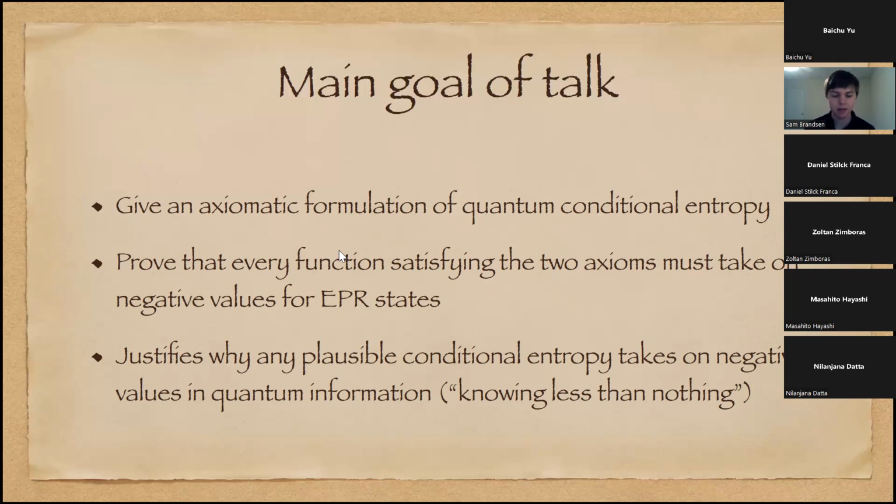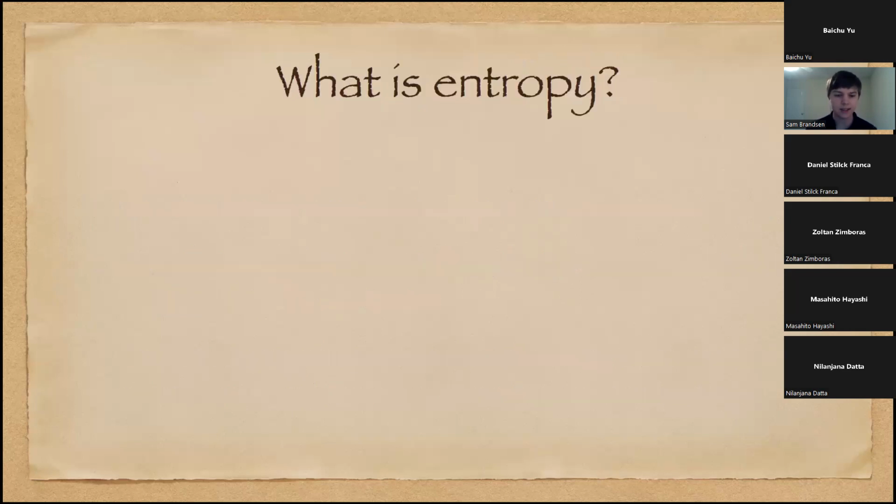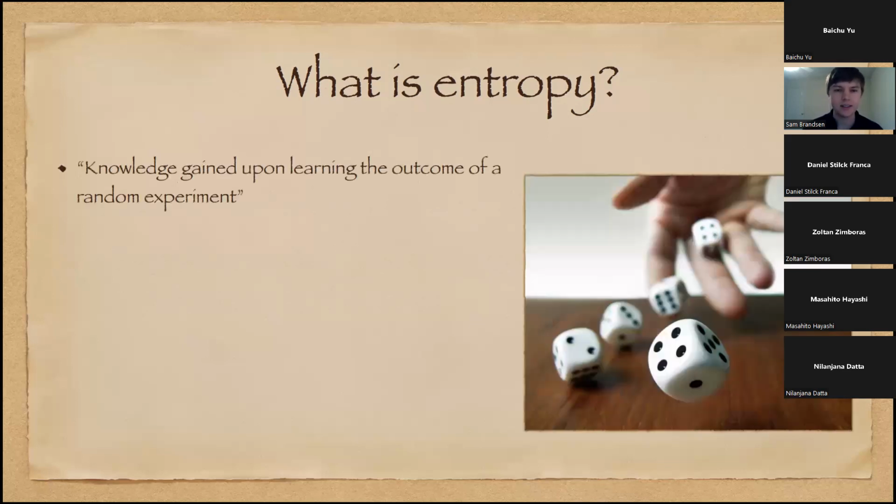To begin with, we'll start with what entropy is in the classical case, and then we'll move to classical conditional entropy, and then finally into the quantum case, and we'll end with our result of knowing less than nothing. Entropy in general is going to be the knowledge gained upon learning the outcome of a random experiment.